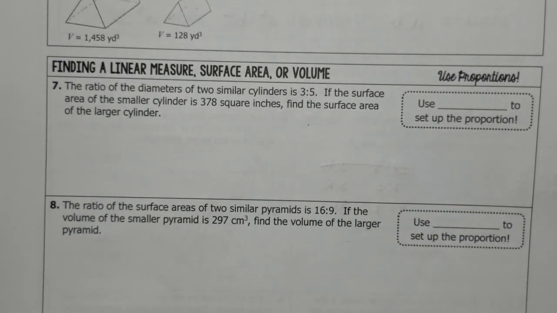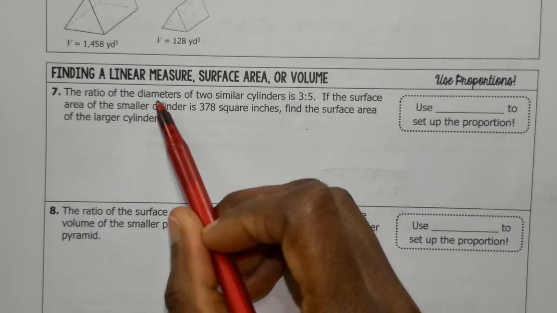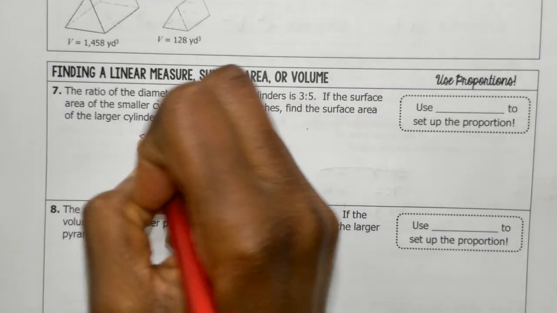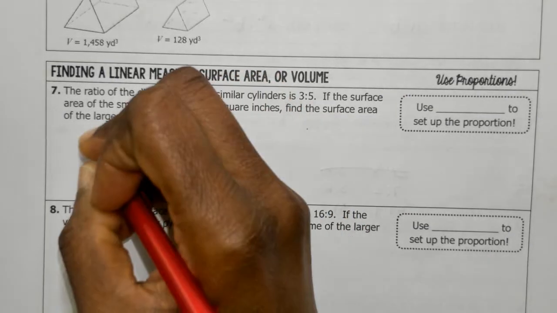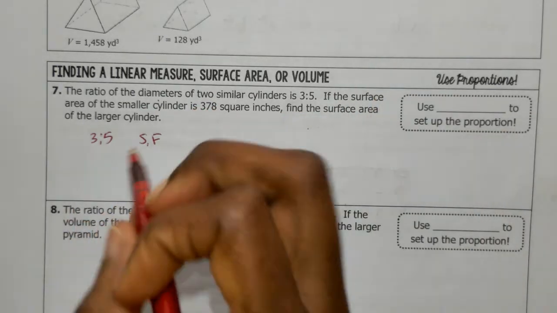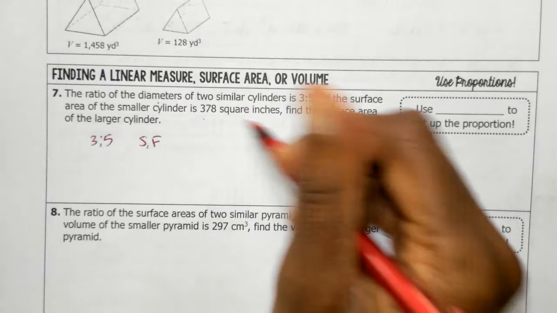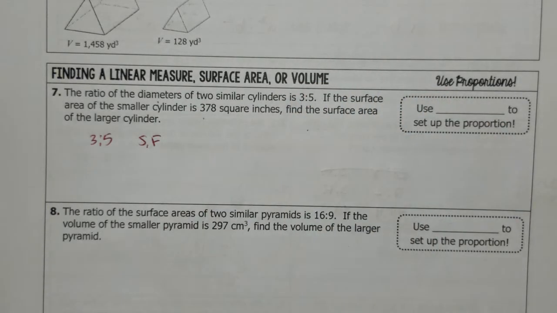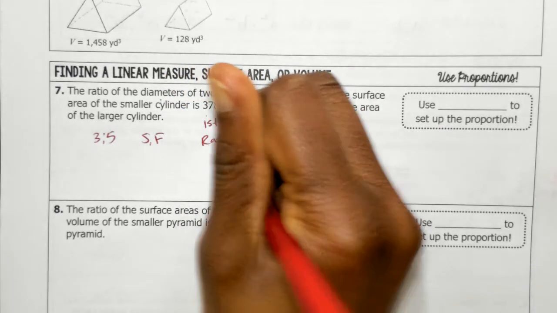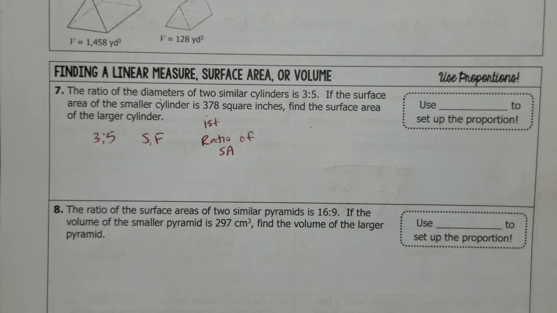So on this one, the ratio of the dimensions of a diameter, okay, this diameter is 1-dimensional, so it's in like inches or feet or whatnot. So it's 3 to 5, so that's just your scale factor. If the surface area of the smaller cylinder is given, so they're giving us actually the surface area of the smaller cylinder. Find the surface area of the larger. So what we need to do first is find the ratio of the surface areas. Then once we have the ratio of the surface areas, we are going to use proportions to find the actual surface area.